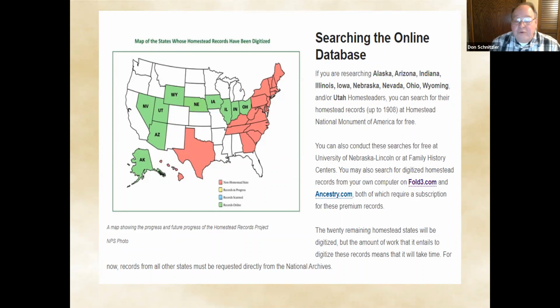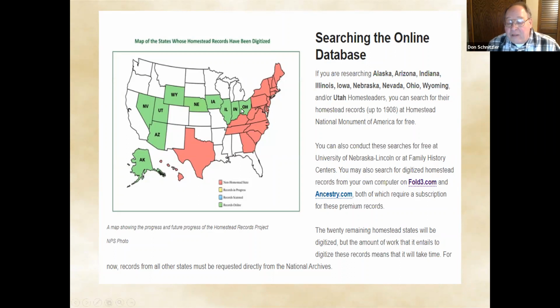You can go to Fold 3 or Ancestry. Fold 3, I haven't checked in the library to see if it's available on the library edition of Fold 3, but on the subscription, it's real easy to find. You just type in the name and what you're looking for, and it will pull up a film of all the different files that they have on there. And you do it by state. So you'd start off with Nebraska and then look for Louis Rivers, for example, and it would pull up the Rivers homesteads. And the same thing works for all of these other states.